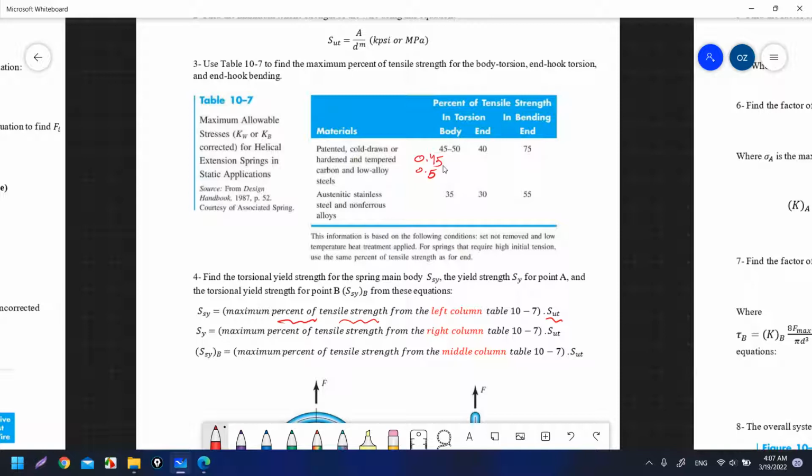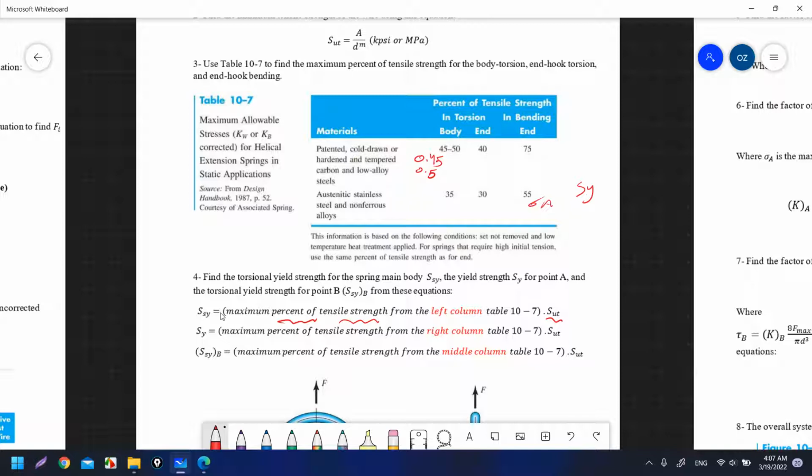The right one is for the bending, for sigma A. Okay, here sigma A is normal stress. We compare it to yield strength. But for point B and point for the main coil, we have a torsional shear stress. That's why we compare it to the torsional shear stress, meaning the shear yielding strength.